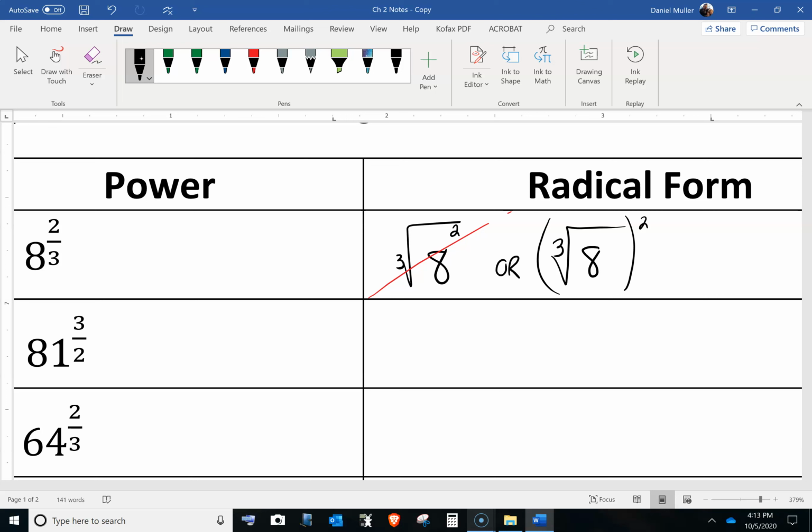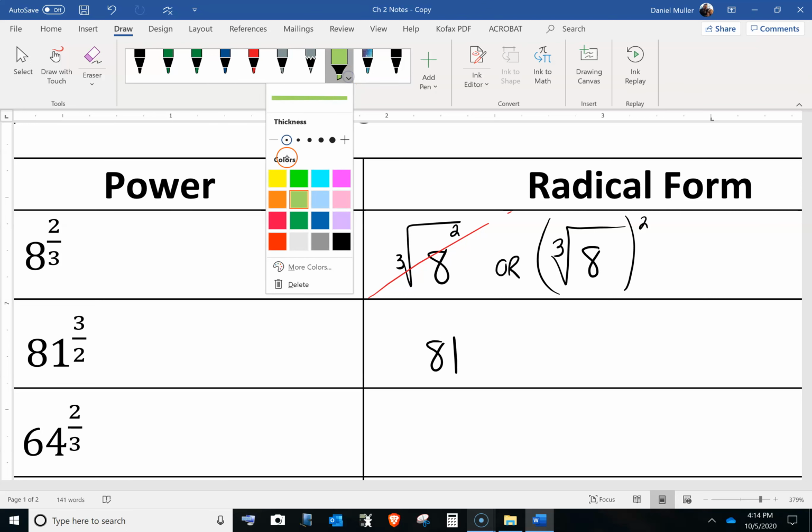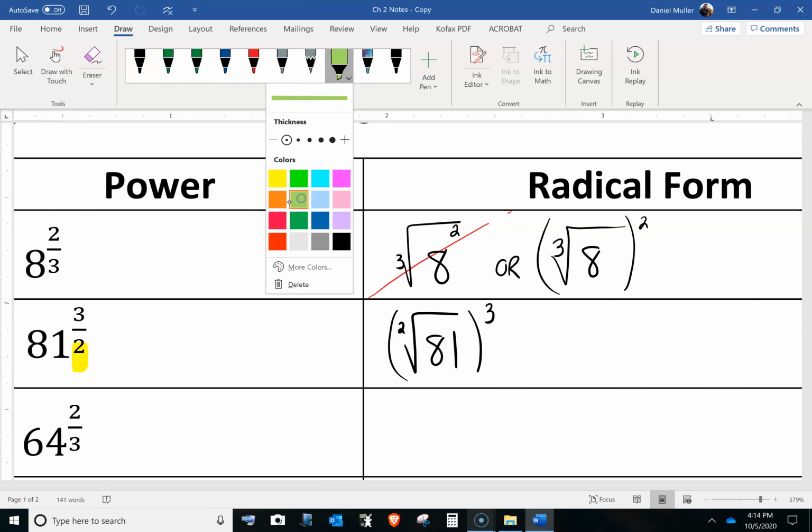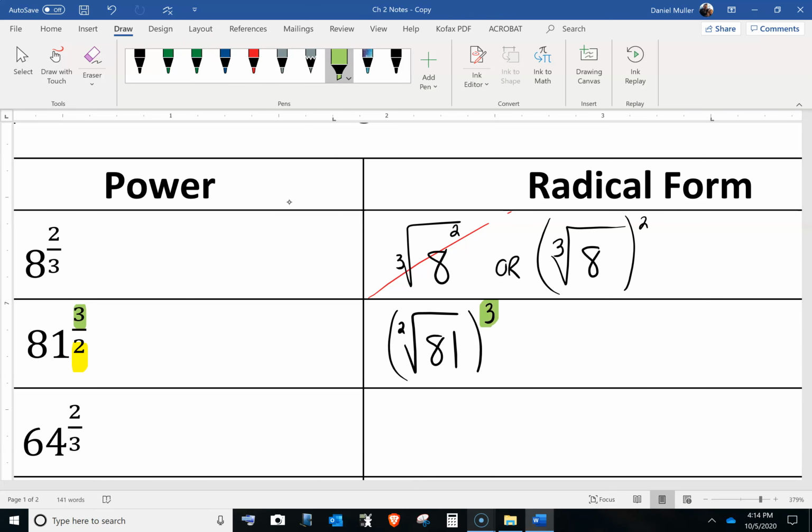So let's do it here, because now we're working backwards. So we've got 81, and we have the denominator, which in this case is a 2. So we're going to do a square root, and then I'm going to cube it. So that's the order that I like to do things. And again, the cube, that's the numerator number right here, and that's what I'll do right there. So I want to square root it first.